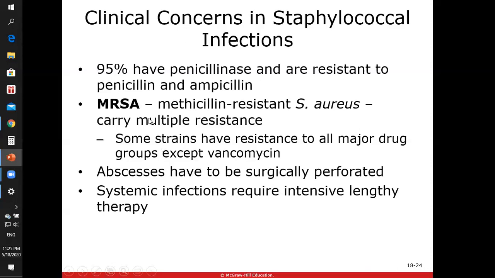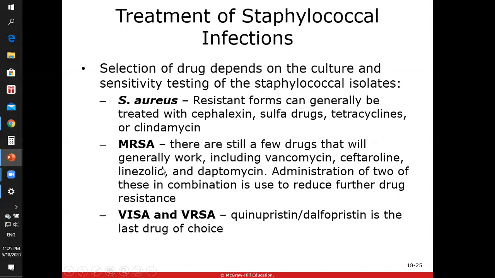So know this about MRSA, methicillin-resistant Staph aureus. Know that it's very resistant, except for vancomycin. And then going further, Staph aureus resistance is very strong, and some of them are resistant to methicillin, and some are resistant to vancomycin. That's what we call VRSA. And then we have new drugs that came out. That is the last drug of choice if you have a Staph aureus that is resistant to methicillin and vancomycin.